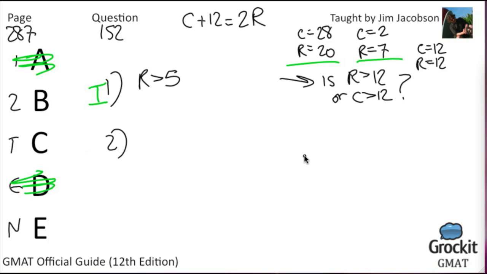Statement 2 tells us that Carmen has fewer than 12 tapes. C is less than 12. If Carmen has fewer than 12, then Carmen does have fewer than Raphael. In every case, when Carmen equaled 12, then they had the same number of tapes. If she has fewer than 12, he has more than her, and therefore the answer is yes, Carmen has fewer tapes than Raphael. So statement 2 is sufficient. We can eliminate C and E and circle B.